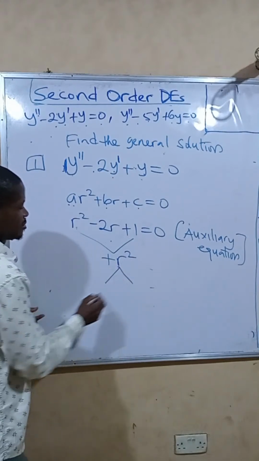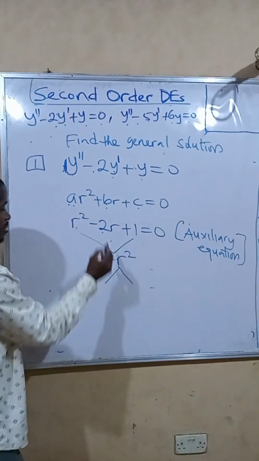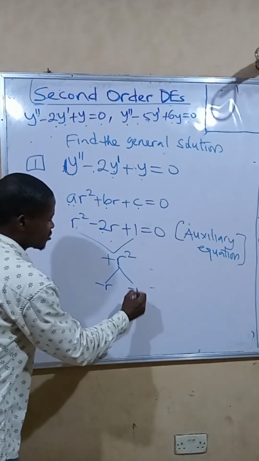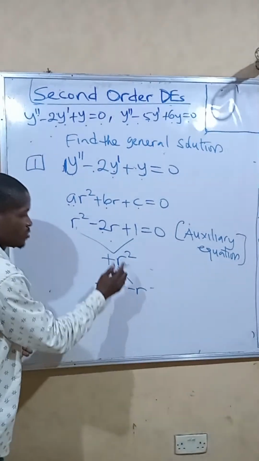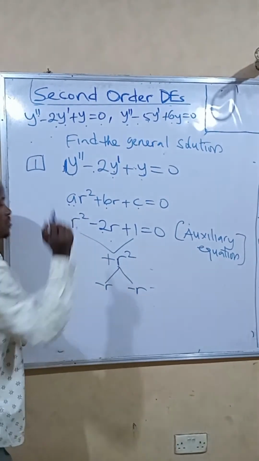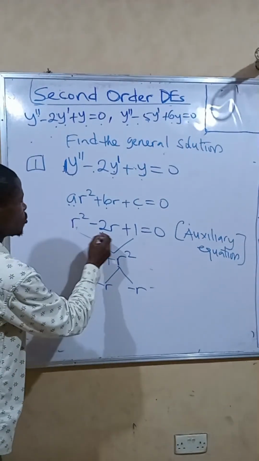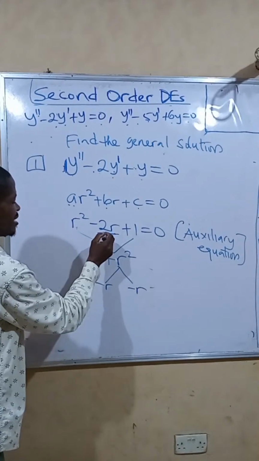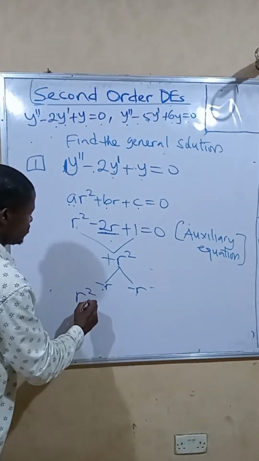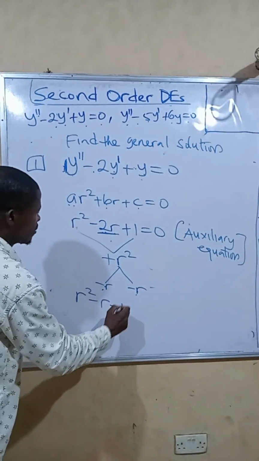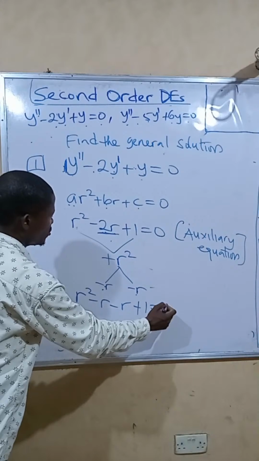Factors of 1, I can generate minus 2. That'll be what? Minus R, minus R, minus 1, minus 1. If you multiply these two together, it's going to give you R squared. Okay, then now come here, replace this place with these two factors. So we have R squared minus R minus R plus 1 equal to 0.